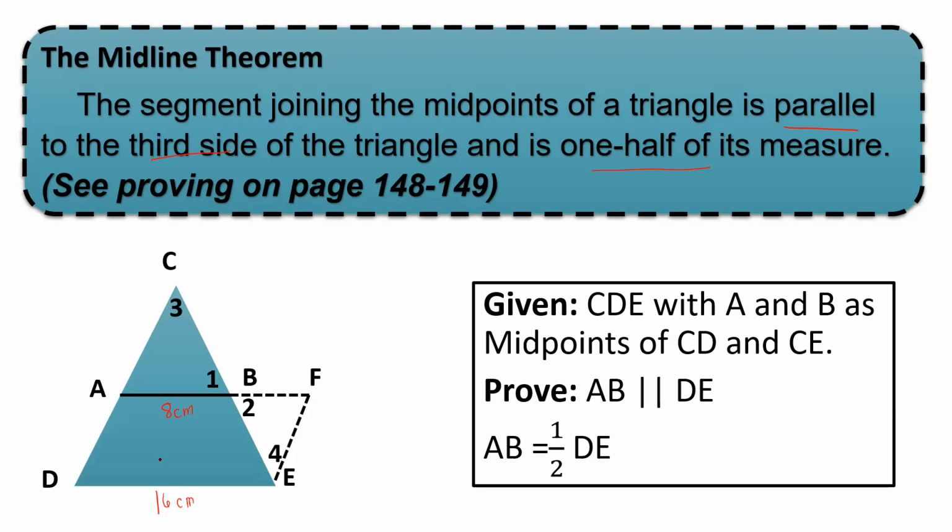Okay. And if the given is the third side, for example, we have 18 centimeters as the measurement of the third side. So what is the measurement of AB? Here, just divide the measurement of the third side by 2. 18 divided by 2 is 9 centimeters. Okay, let's have another example.